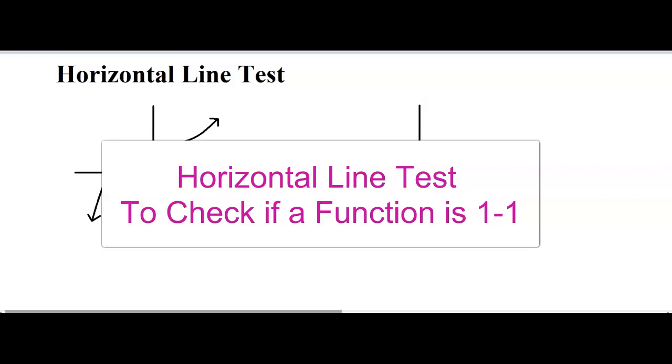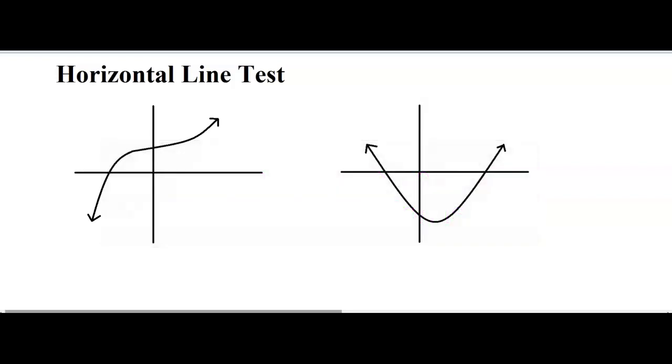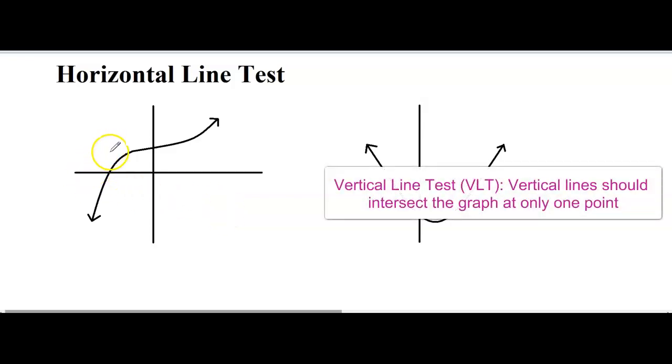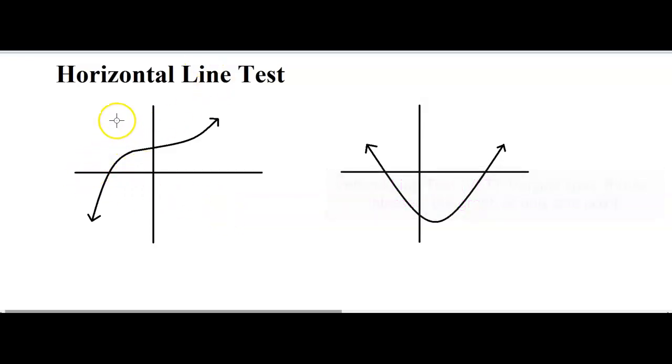Horizontal line test to check if a function is one-to-one. So recall, one way to check whether a graph represents a function is whether it passes the vertical line test. The vertical line test just said that we should be able to draw vertical lines straight down like this, up and down, vertical, and it should only pass at one point.